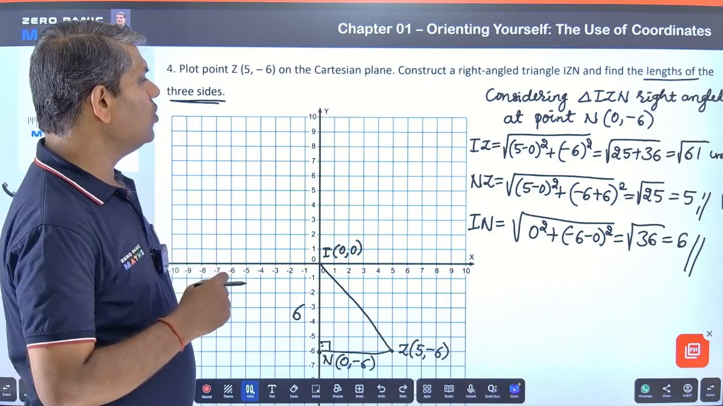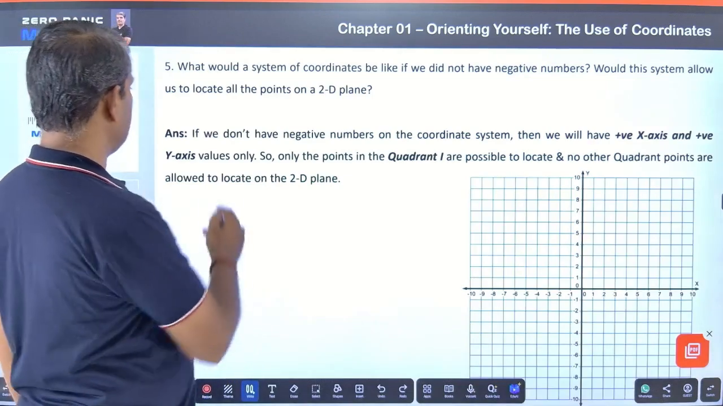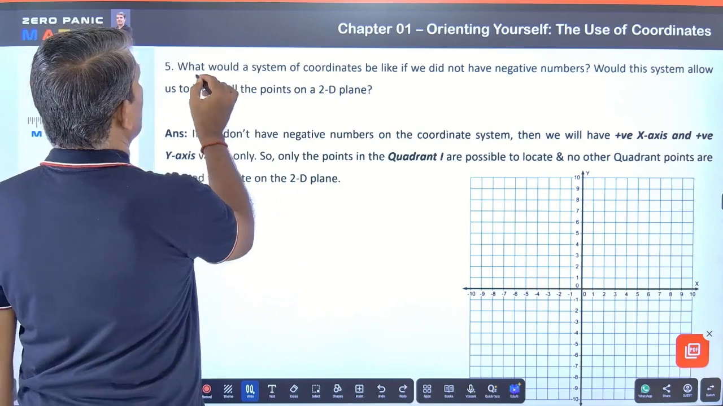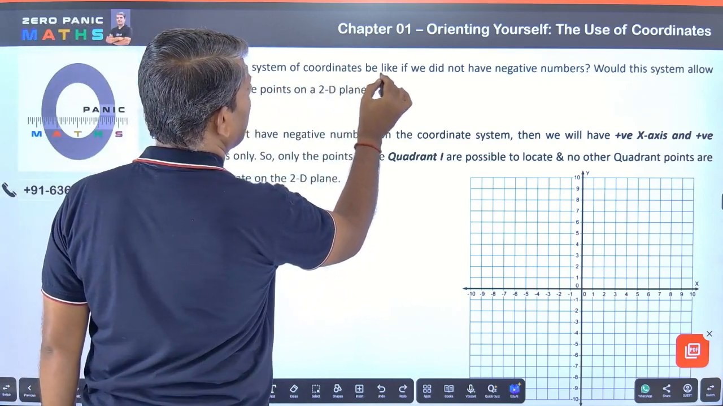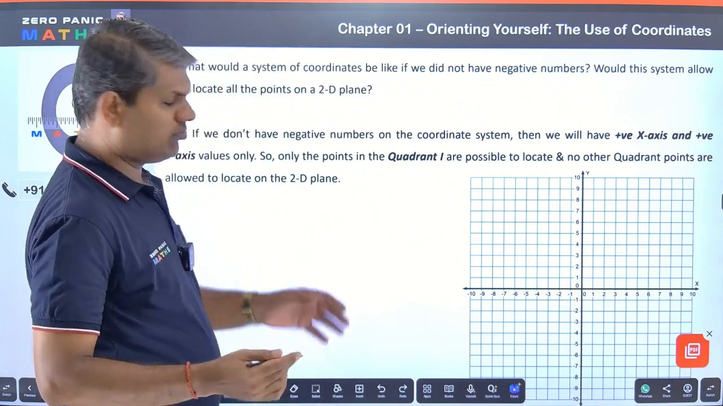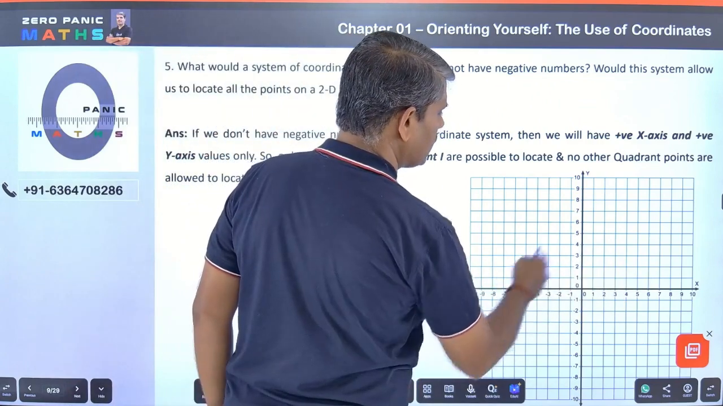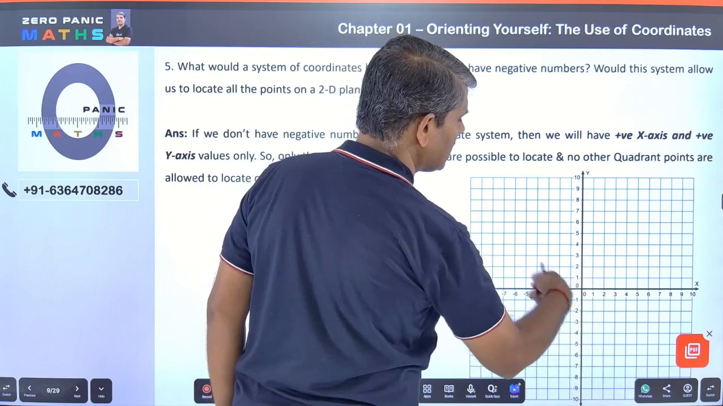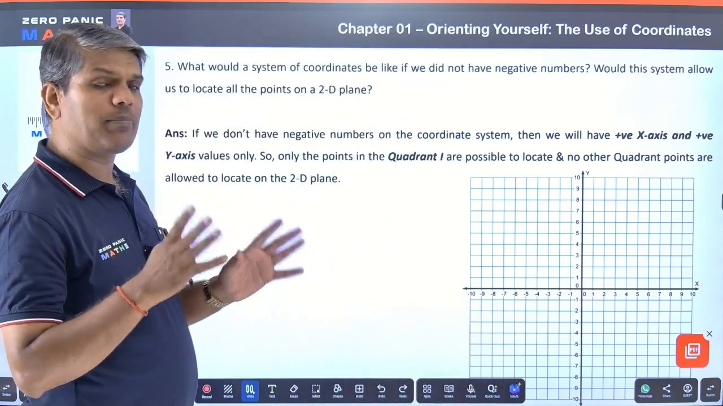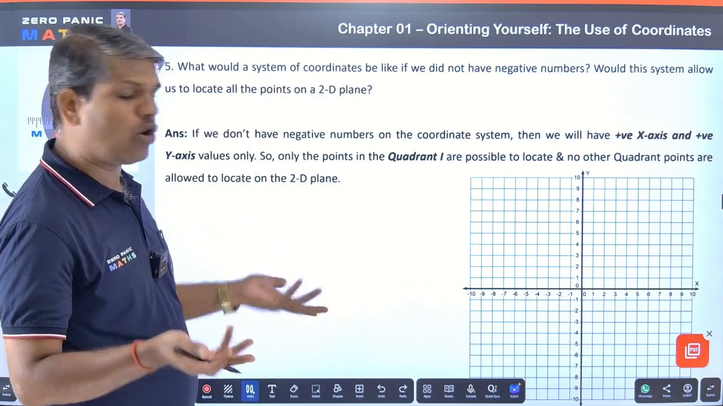Now let us move to the next problem. I have given the answer here itself, because this is a descriptive answer. The question is: what would a system of coordinates be like if we did not have any negative numbers? The coordinate system that we have studied till now has both positive and negative numbers along the x-axis and y-axis, horizontally and vertically. Now they are asking a hypothetical question: what would the coordinate system be if there are no negative numbers?